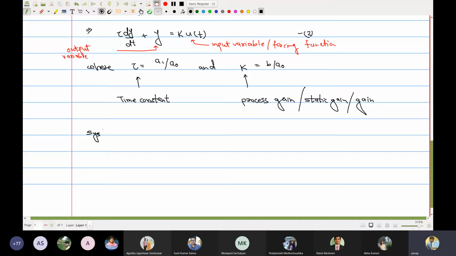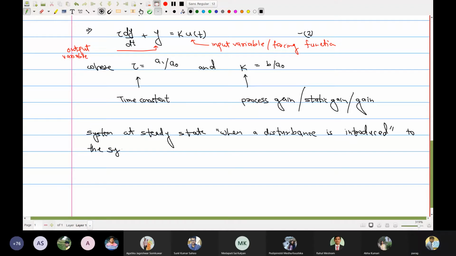So the system is at steady state when a disturbance is introduced to the system, right? And this is regarded as time t equal to 0.